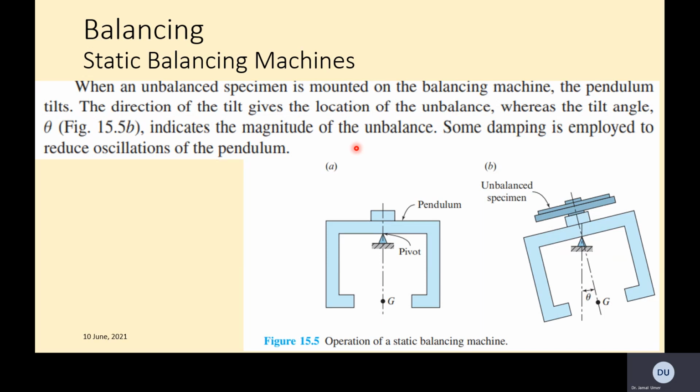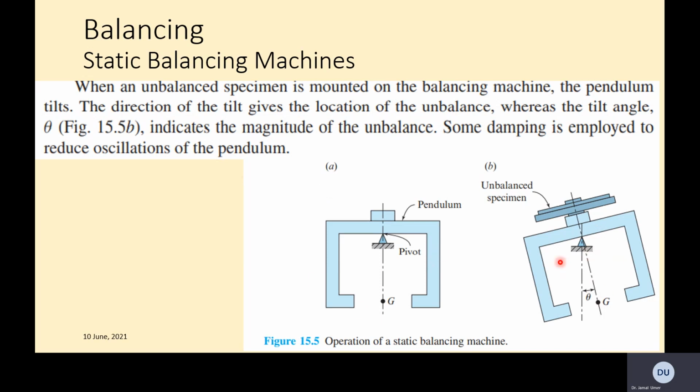You see, this is a very simple machine actually. You place the propeller, you find out which direction is tilting. That's the direction where you have to consider the unbalance, and the angle is what is basically measured because the pendulum is tilting. This will tell you how much it is tilting, so that will help you find out the magnitude of the unbalance. Some damping is employed to reduce oscillation of the pendulum.